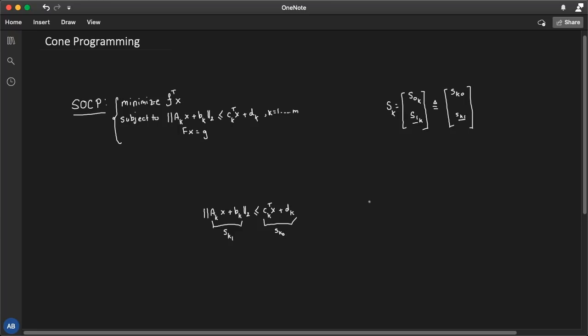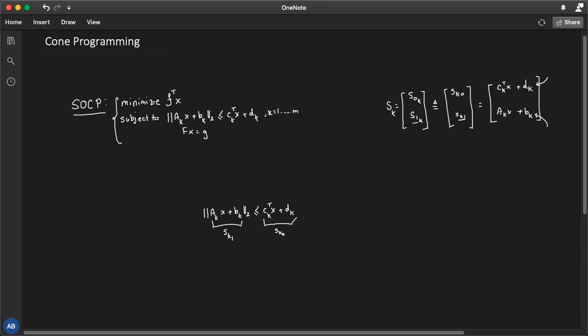Okay, perfect. So now, if I want to come here and plug in the values in terms of A, b, c, d, and x, I'm going to end up with this. Right here, I've got my c_k transpose x plus d_k. And right here, I've got my A_k x plus b_k, right? So the first term right here is a scalar and the second one is a vector.